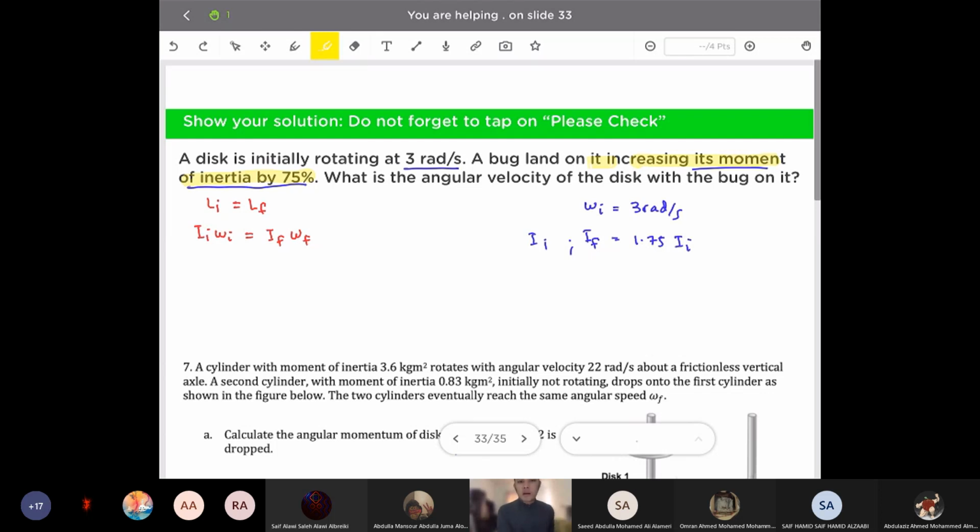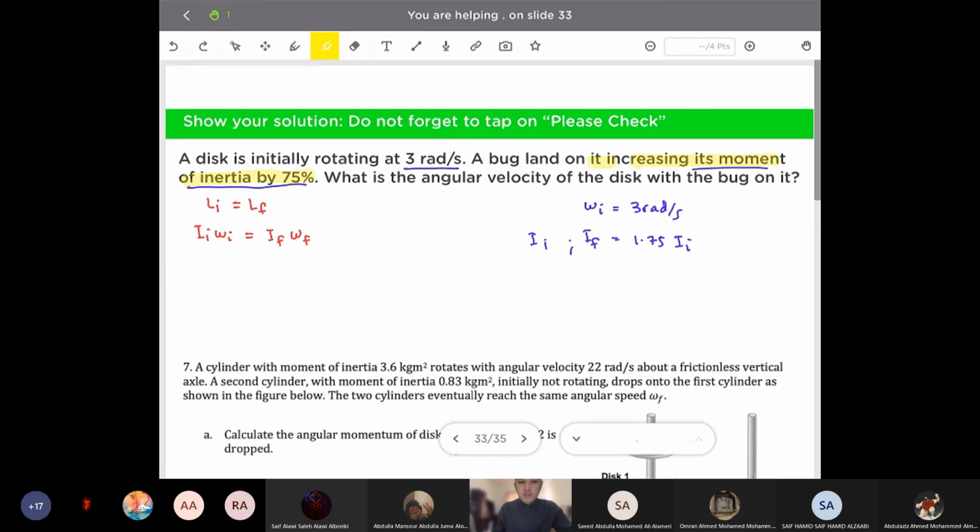The question could change to 25%. If it increased by 25%, the final moment of inertia would be 1.25. If it decreased by 25%, the final moment of inertia would be 0.75, or 1 minus 25%. So if it increased, you just increase the factor by the percentage. Any questions on this part?